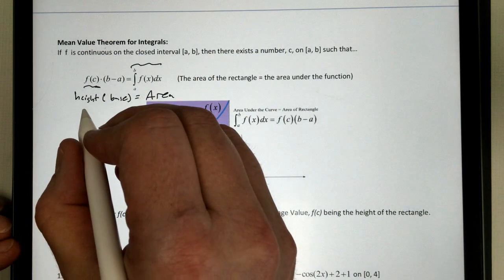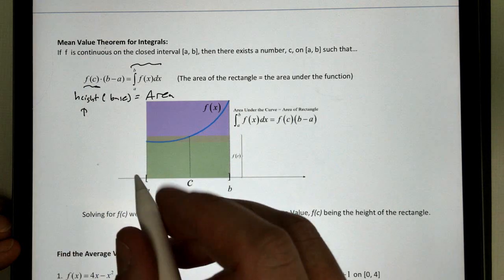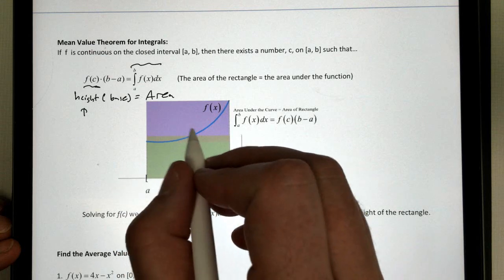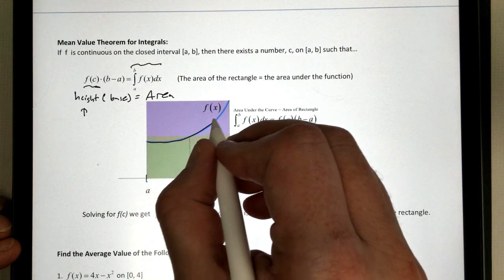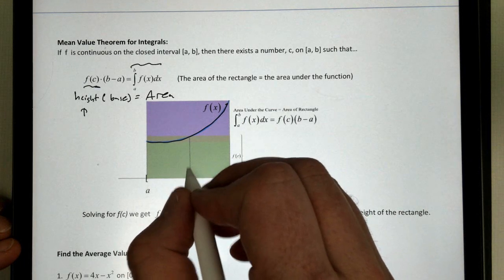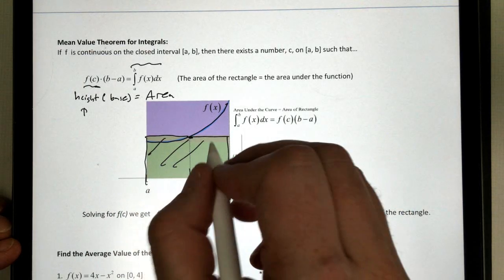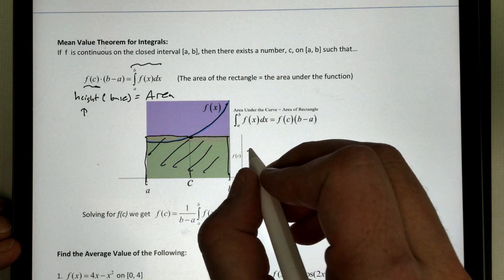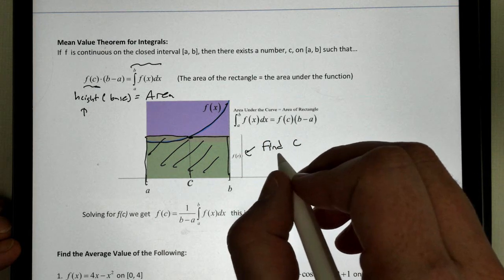So what the mean value theorem says is that there exists a value somewhere between a and b that's going to give me a height that's going to form a rectangle that has the same area. So if this is my function f of x, I know its area. What the mean value theorem says is I can find an x value that's going to form a rectangle that has the exact same area under my function. Our goal is to find c, so that will make this happen.